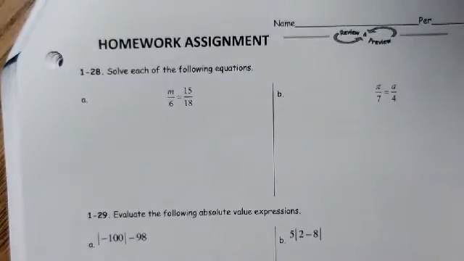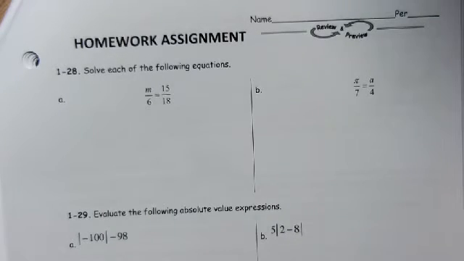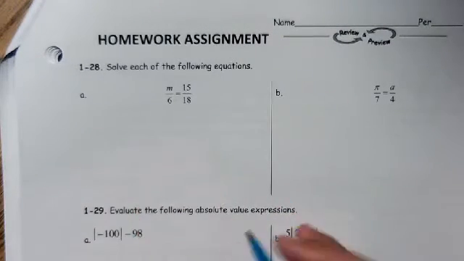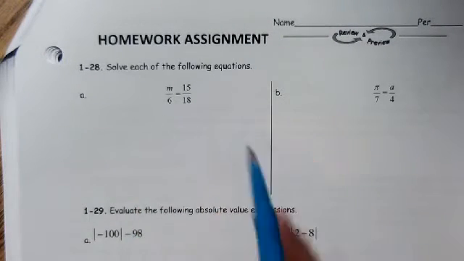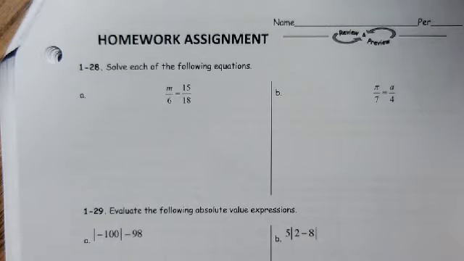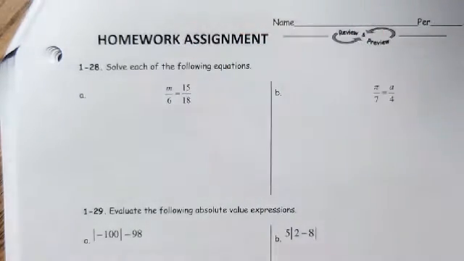Then problems for homework. I'm going to go over a couple of these. So let's start with 28, letter A. M over 6 equals 15 over 18. There are a few ways to do this. You could, number 1, cross multiply, or number 2, use fraction properties. So I'm going to show you both ways, okay?